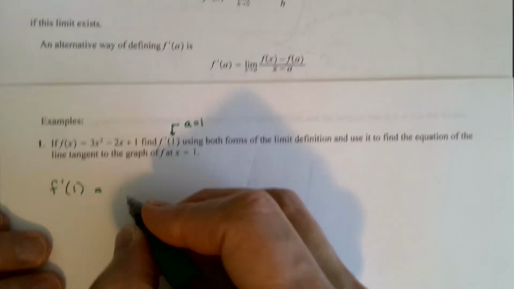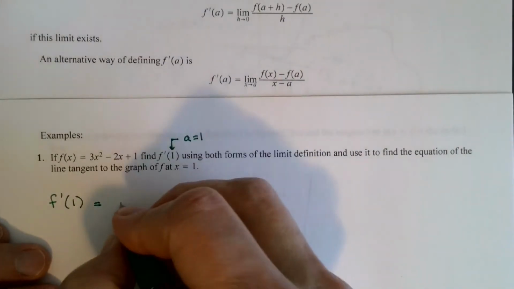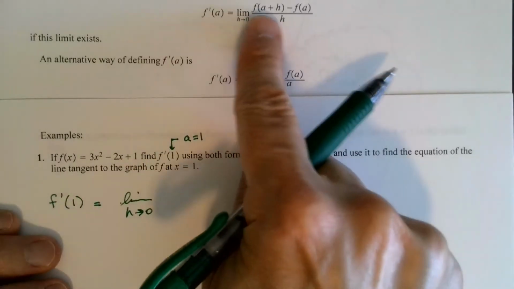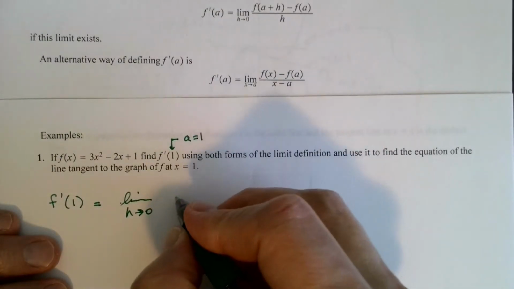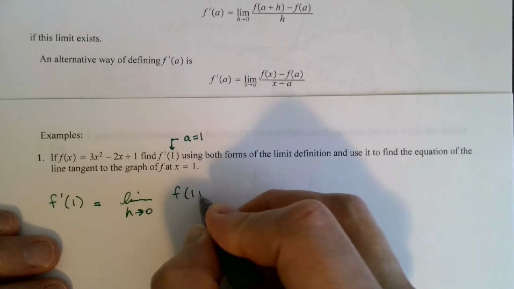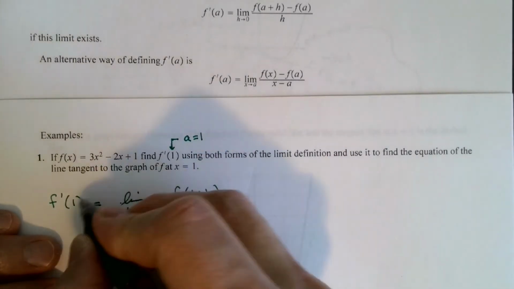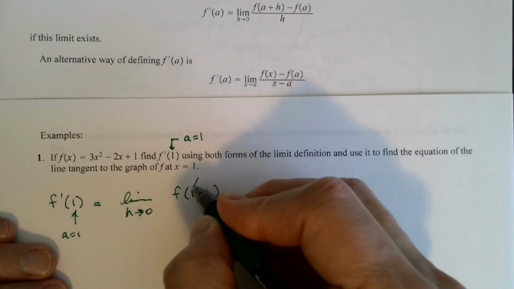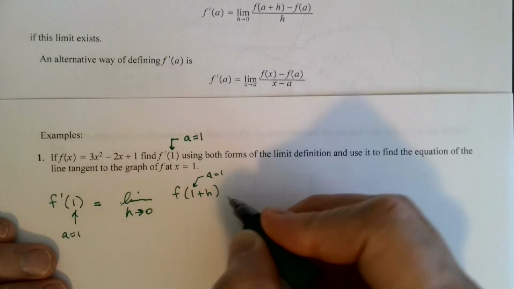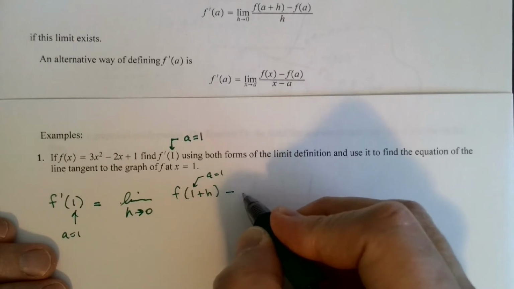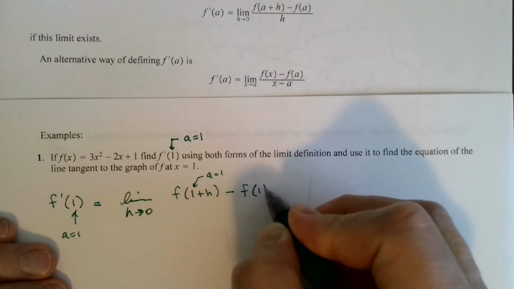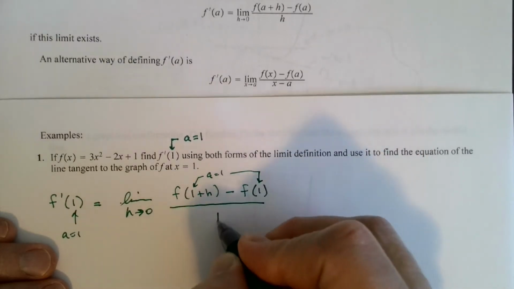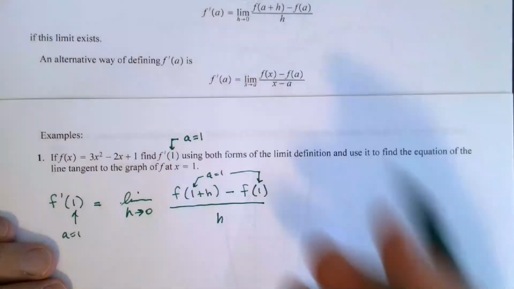So it is the limit as h goes to 0 of f of what? a plus h. But what is a again? a is 1, so f of 1 plus h, right? So again, we're replacing a with 1 in each of these cases. Minus f of a, which is 1. So again, I'm plugging in there. All over just h. So I'm just using the limit definition.